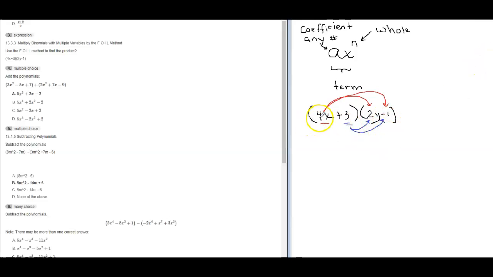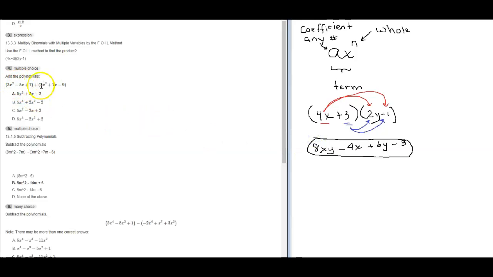So let's start multiplying. 4x times 2y, that will be 8xy. 4x times minus 1, that will be minus 4x. You're done distributing the 4x. Now we're going to distribute the 3. 3 times 2y, that's plus 6y. And 3 times minus 1, that will be minus 3. That's why the correct answer for that one will be this here. All right.